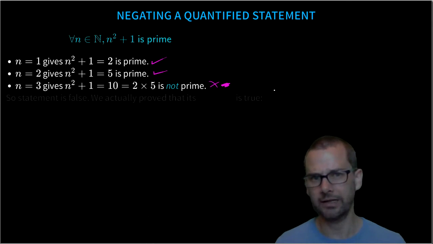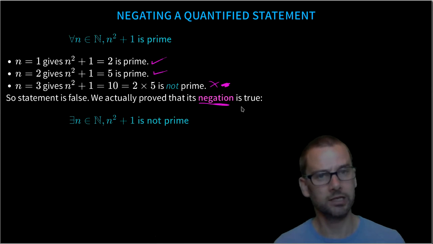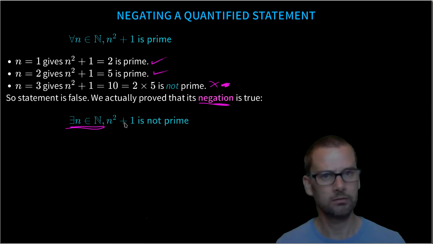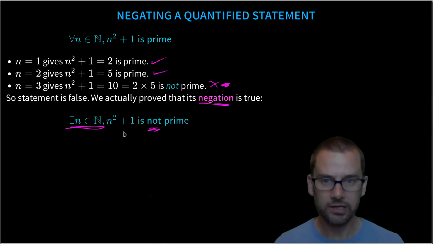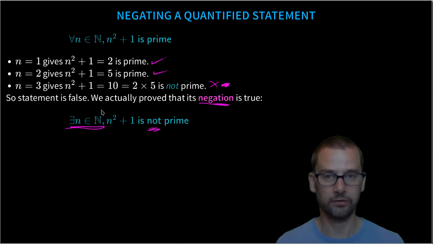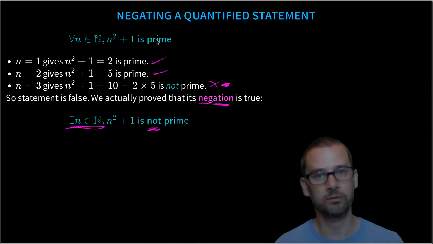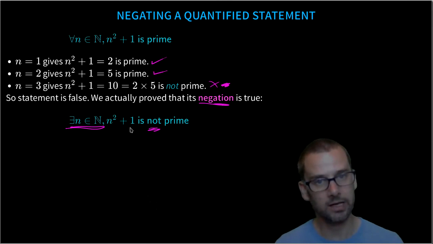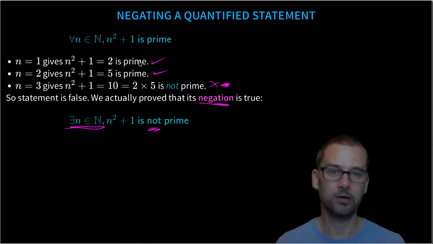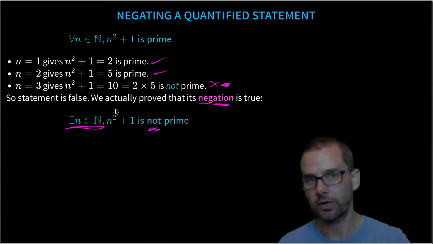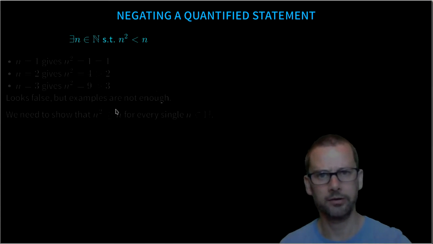Now what we've actually just done is we've proved that its negation is a true statement. If you think about what we just did here, we found a value of n, at least one, for which n squared plus 1 is not prime. So this statement with the universal quantifier became an existential quantifier, and the open sentence n squared plus 1 is prime has its negation appearing here: n squared plus 1 is not prime. This statement down here is the negation of our original statement. So the negation of for all becomes there exists. And we'll do this more carefully in a second, we'll write this up carefully. But let's do another example.